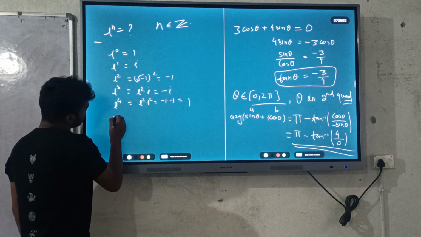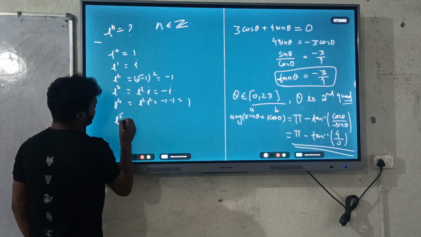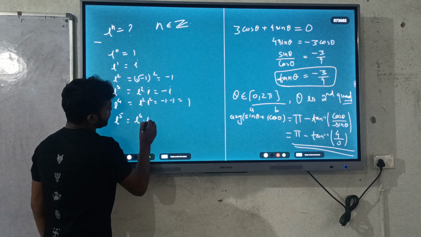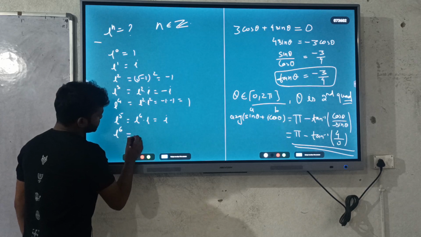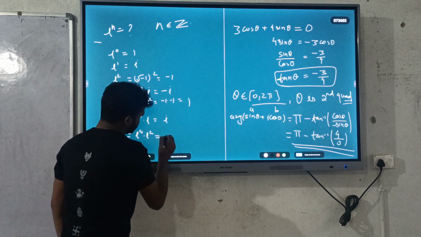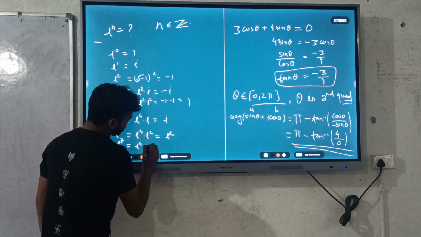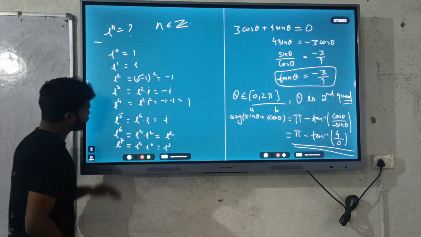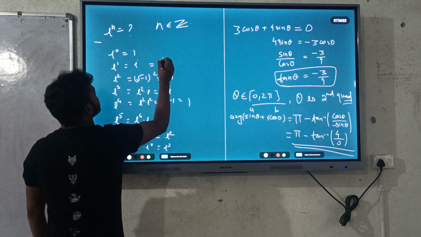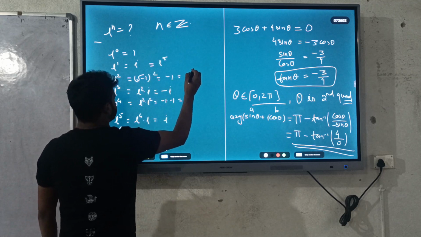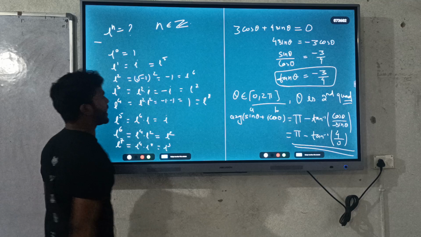When we go further, what we see: when we calculate i to the power 5, that becomes i to the power 4 into i, and this value is 1, so it becomes i. When we calculate i to the power 6, this becomes i squared, then i cubed. So we can see that the values repeat: we get the same value for i^5, i^6, i^7, and similarly for i to the power 8.